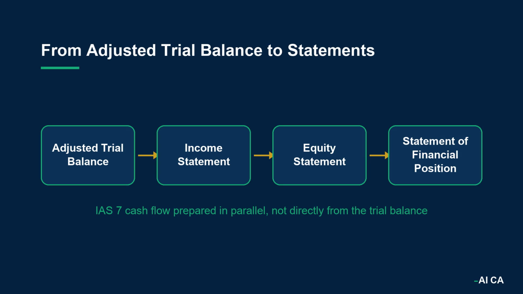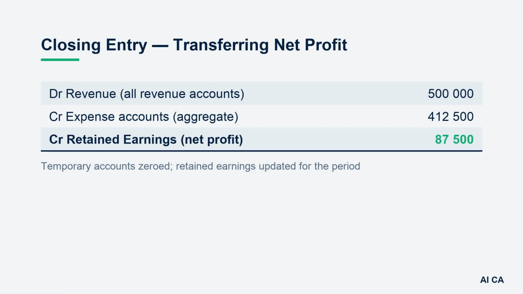Stage 7 is financial statement preparation. The adjusted trial balance feeds directly into the primary statements. Revenue and expense accounts flow into the income statement. Asset, liability, and equity balances populate the statement of financial position. The profit or loss for the period bridges into the statement of changes in equity, and the cash flow statement is prepared separately, either directly from cash receipts and payments or indirectly by reconciling profit to operating cash flows under IAS 7.